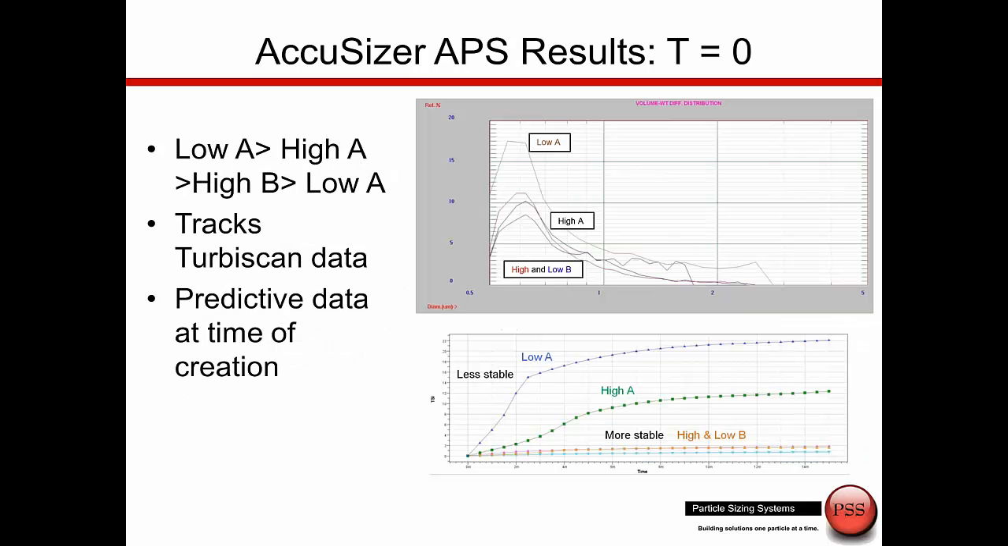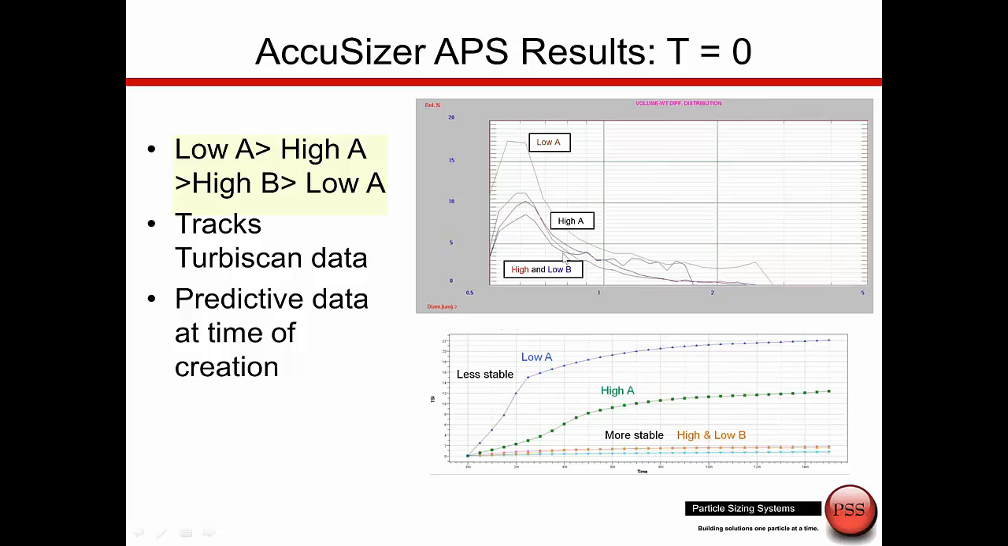And now let's start looking at the data generated by the AccuSizer APS. So this is particle size on the x-axis going from 0.5 microns up to 5, and this is relative volume percent. And what you see is there are more particles out here, especially at this size range, for low concentration sample A. So in general, what we'd want to have is as few large particles as possible to create a stable emulsion. And what we see is there are larger particles for surfactant A, and then this is low A and high A.